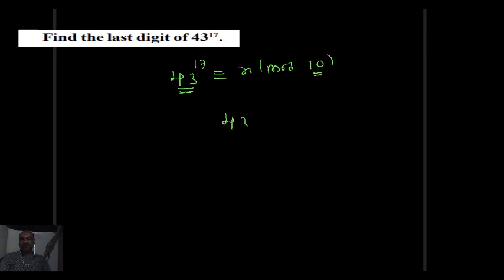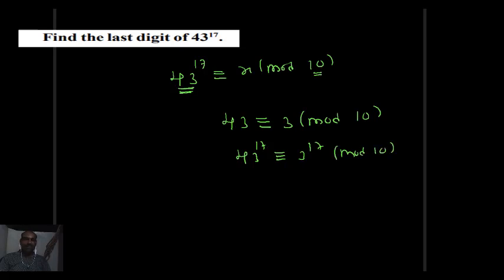Directly I can say that 43 is congruent to 3 modulo 10. So raising to the power 17, 43 power 17 is congruent to 3 power 17 modulo 10. Here we can't say that 3 power 17 is the remainder when divided by 10, because 3 power 17 is bigger than 10. So this is taken as result 1.